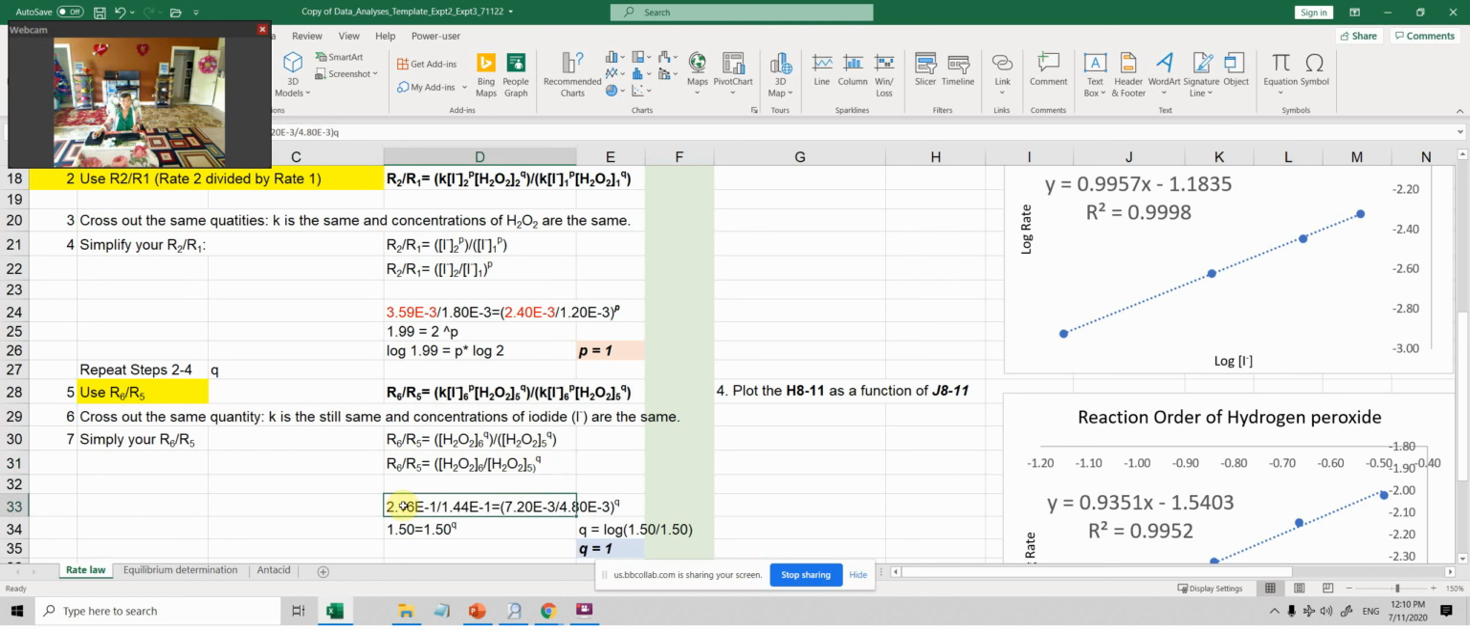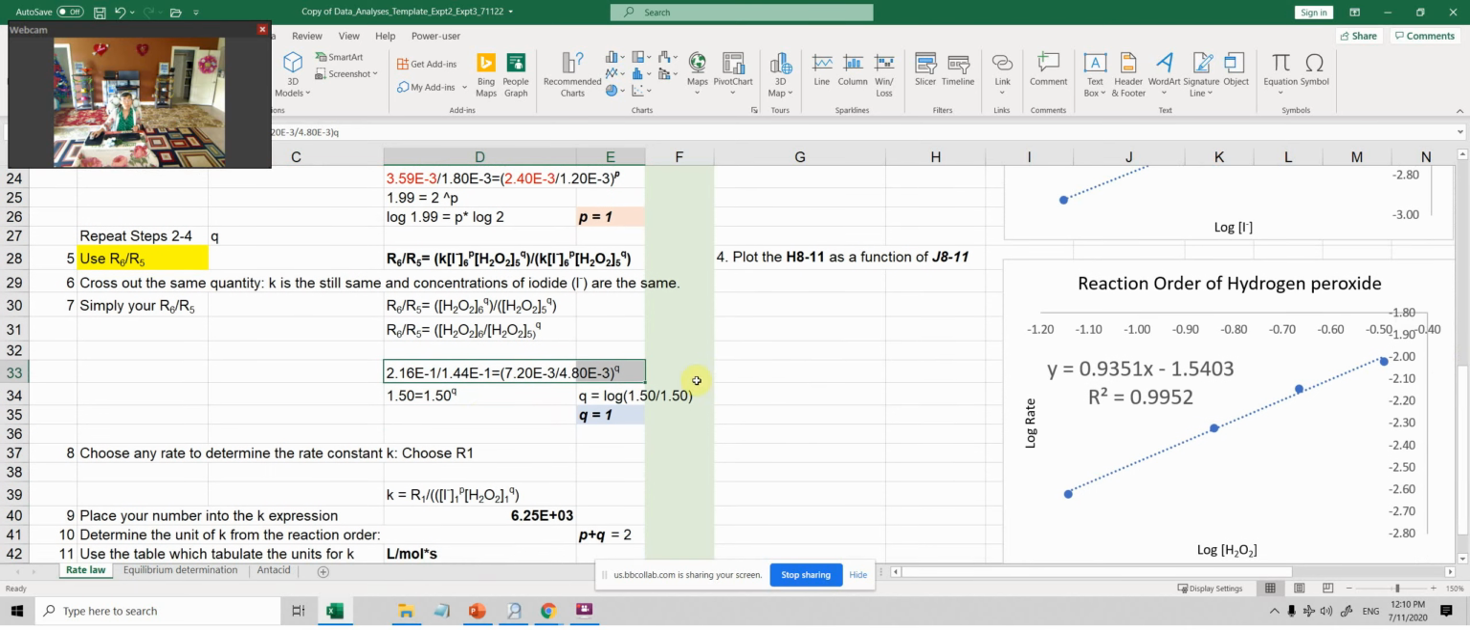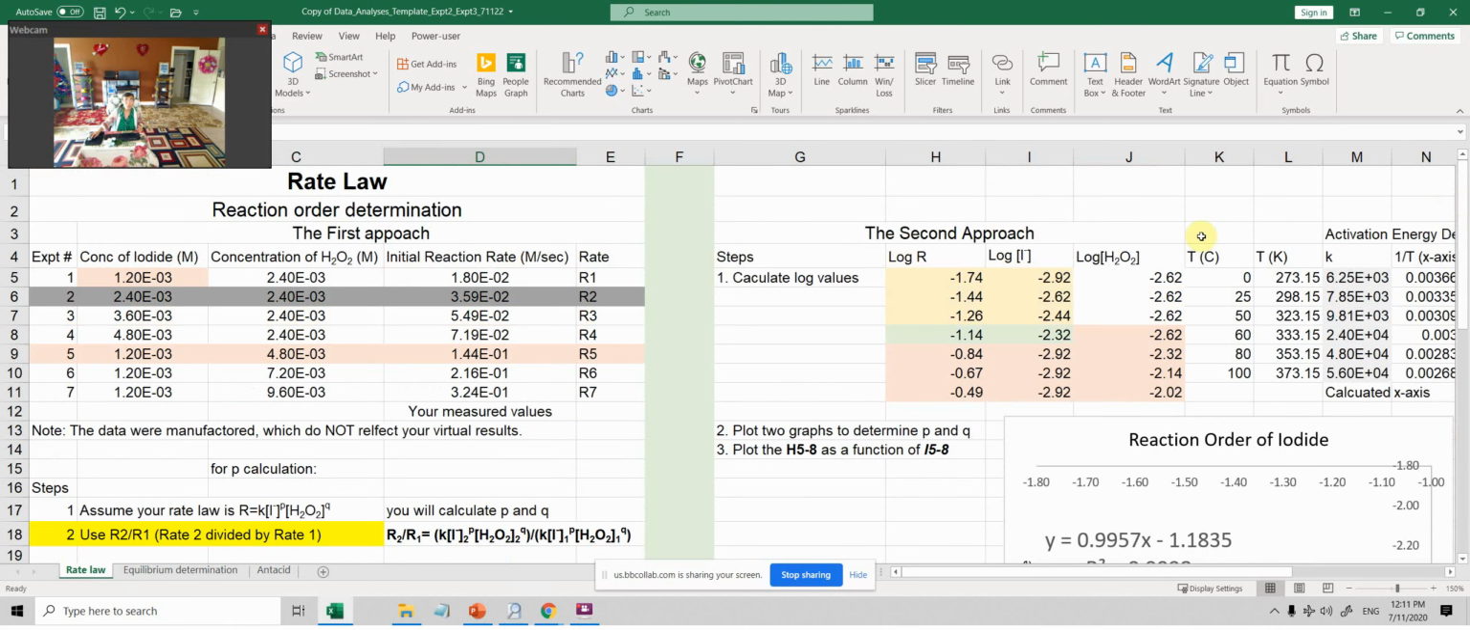Again, you replace your numbers into the equation. My calculation is 1.5 equals 1.5 to the power Q. You calculate your Q again. Your Q is exactly 1. Therefore, you determine your Q and P. In order to calculate your K, you can choose any run. You can also calculate K for all of these 7 runs, and then you take the average.